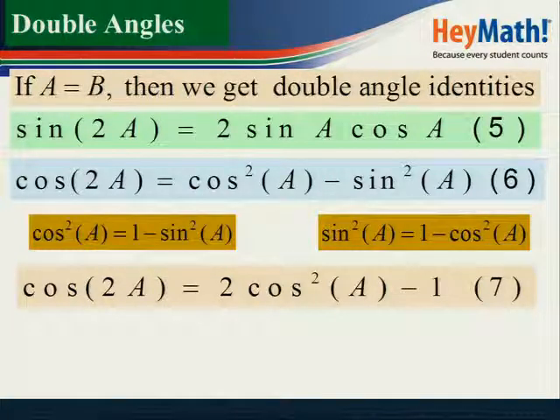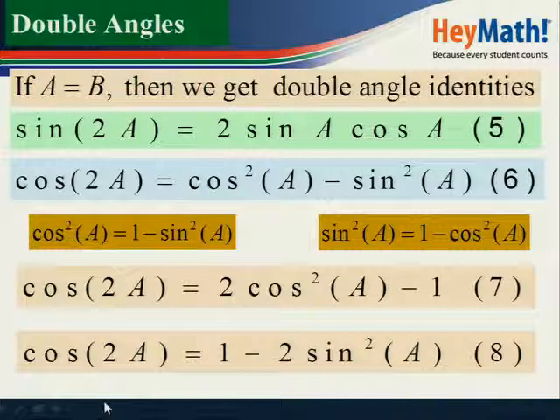Let's see the other one again. Remember, we said that fundamental identity: sin squared A plus cos squared A is equal to 1. If you make cos squared A the subject of the formula, here you've got cos squared A. You substitute cos squared A by 1 minus sin squared A, because according to the fundamental identity, cos squared A is equal to 1 minus sin squared A. So if you substitute cos squared A by 1 minus sin squared A, what do you get? Therefore, you'll get cos 2A equal to 1 minus 2 sin squared A.